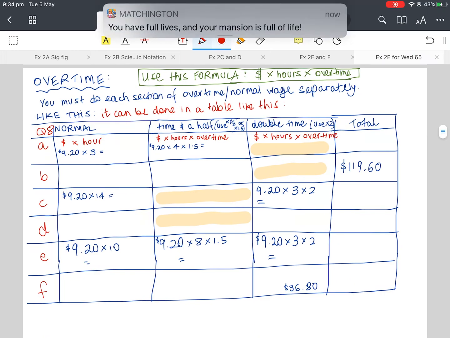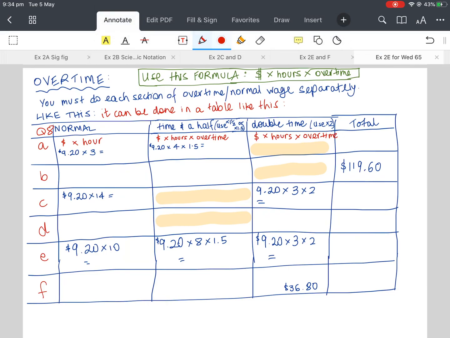So I've drawn up a table for you. I can't remember how they did it in good old Maths Online, but I'm going to do it this way for you, because you really have to separate your 3 sections and then add them all together. Can you see that yellow blotted out? I'm going to read the question to you in a minute, and you're going to notice there's no double time in the first 2 questions. There's no time and a half in the second 2 questions. So that blotted out bit means don't do that there, okay?